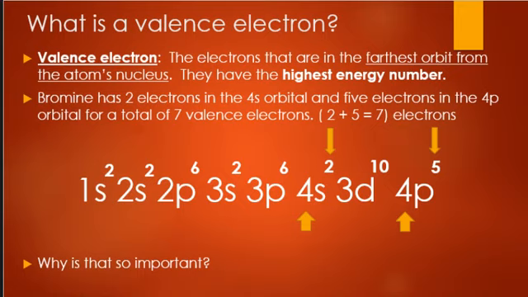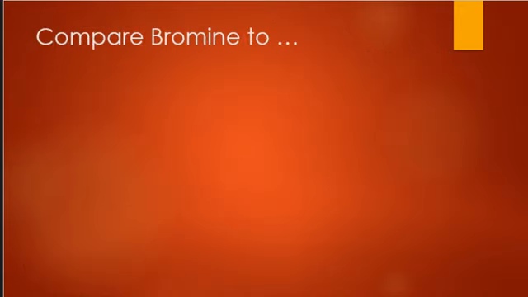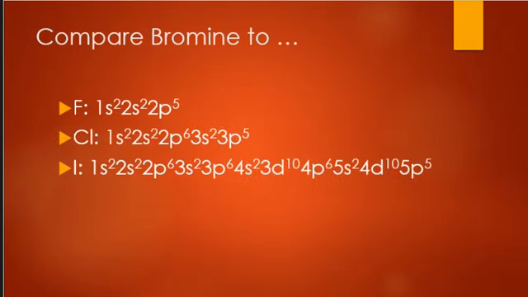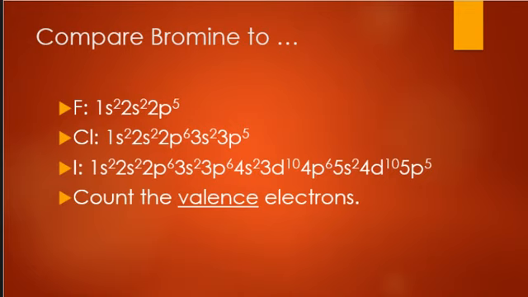So why is this so important? Okay, compare bromine to fluorine, chlorine, iodine. Do we have another one? And now the valence electrons. What is the highest energy level in fluorine? It's 2. So how many valence electrons are in my 2 energy level? 5, 6, 7. Here my highest energy level is 3. How many are in there? 5, 6, 7.